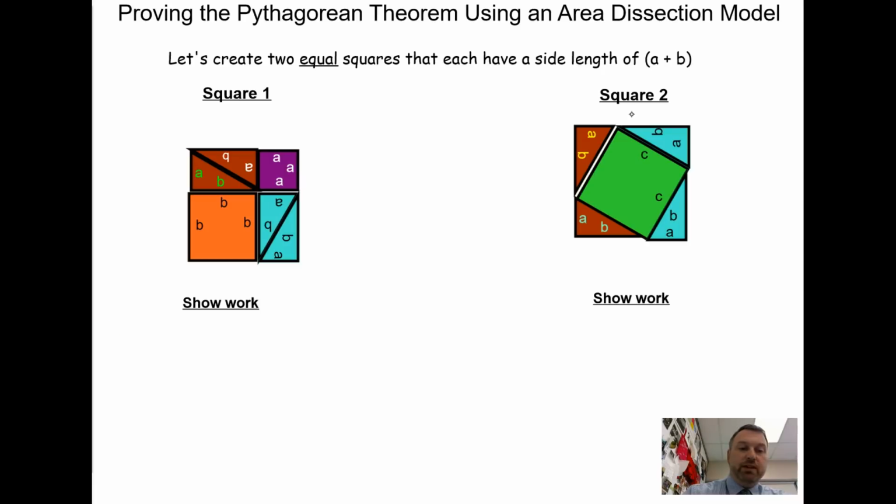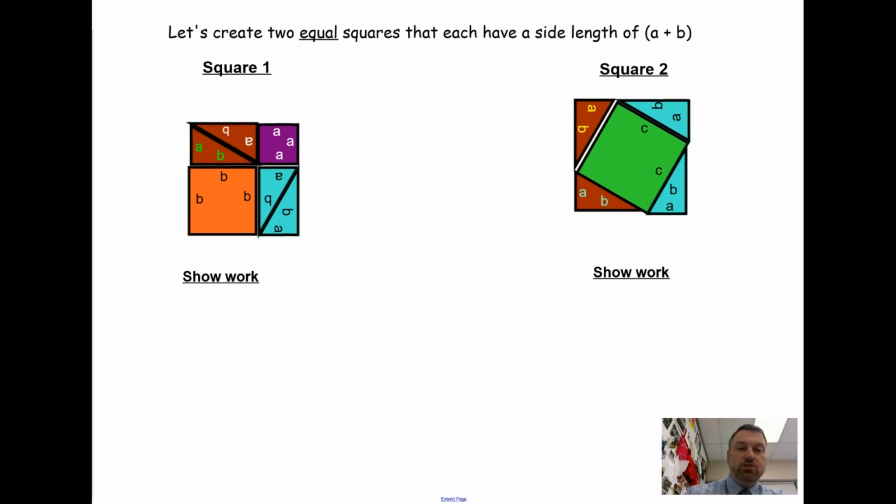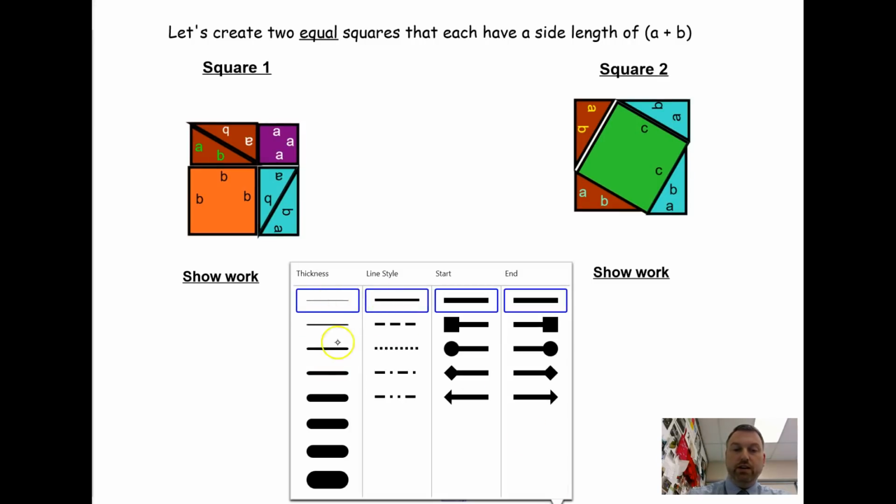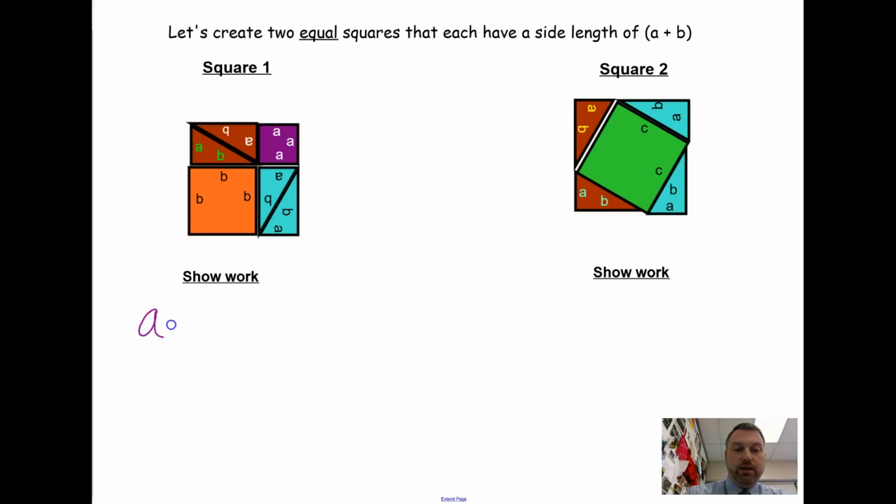Okay, you may say, well, big deal. Well, we're going to prove the Pythagorean theorem now. All right? So look at the first square over here. Okay, what's it made up of? Well, it's made up of this little purple square. What's the area of that purple square? A squared. Okay, and I'm going to change it to this in case it starts to lag. Okay, A squared. And then it's made up of these two triangles here.